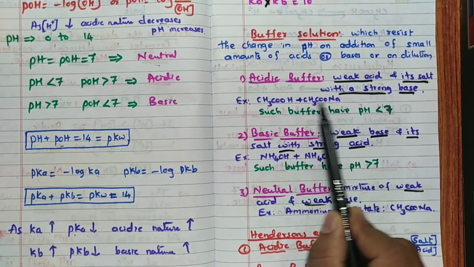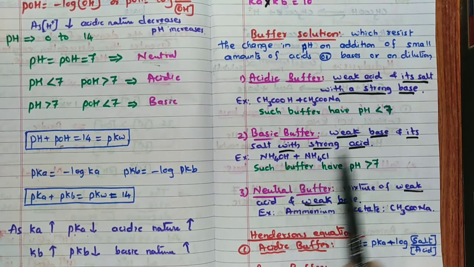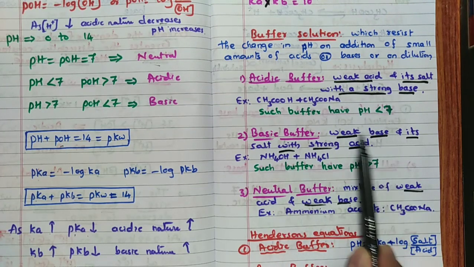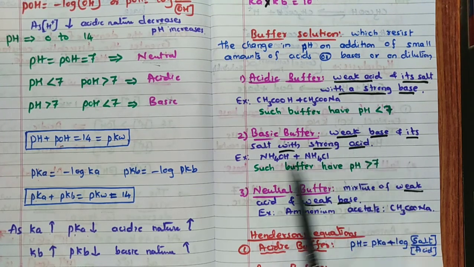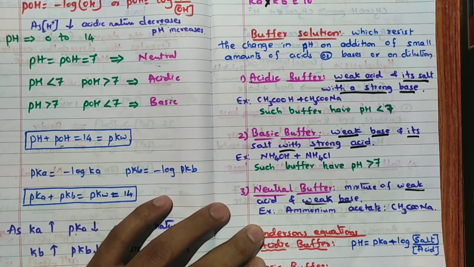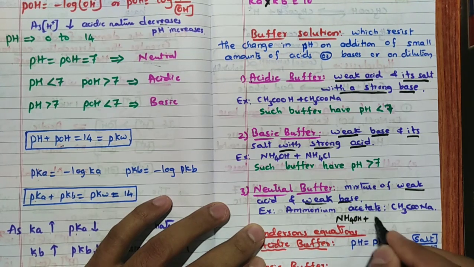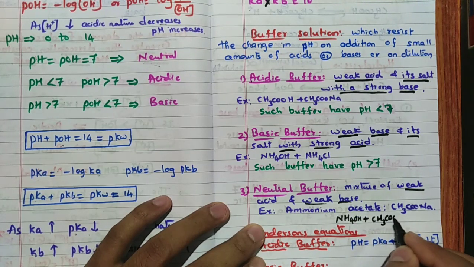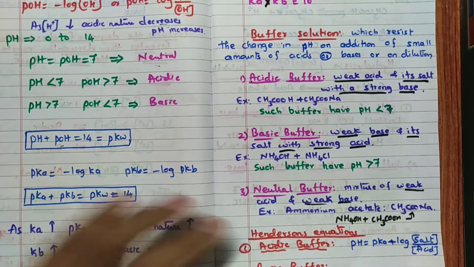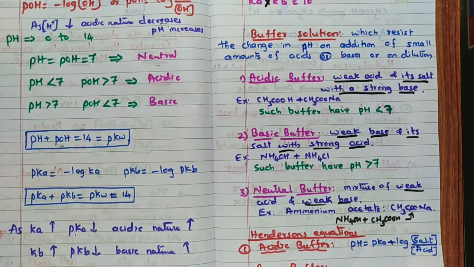When you react, you are going to get the salt with a strong base. Similarly, weak base NH4OH, and your salt with a strong acid, means with HCl, when you react this NH4OH, you will get NH4Cl. Like that. Neutral buffer: ammonium acetate. Ammonium acetate is formed by, remember, instead of this, they can give it like this also. Ammonium hydroxide you can take, weak base, plus when we react it with acetic acid, CH3COOH, you are going to get CH3COONa, sodium acetate.